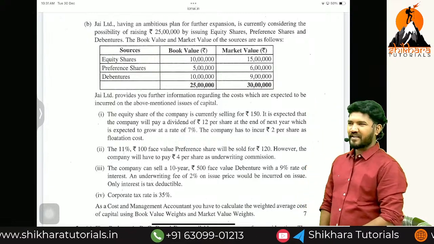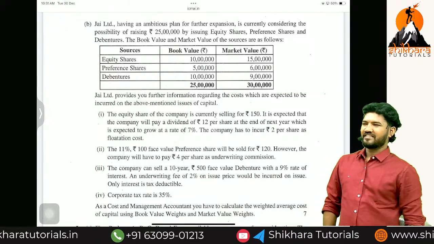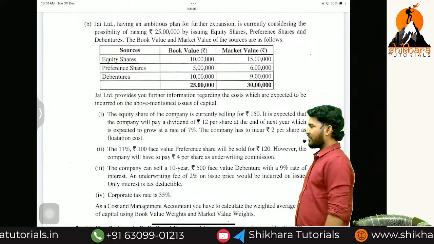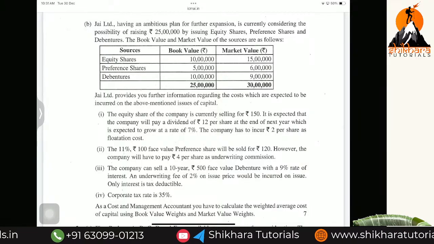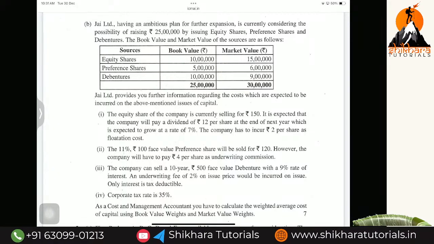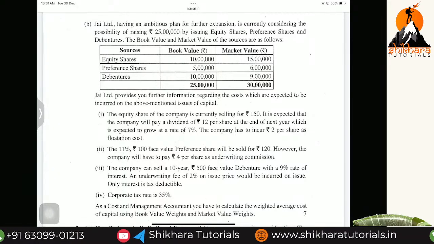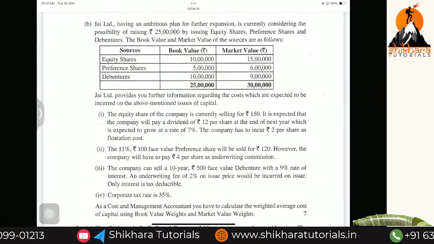Can we do it with a pen too? No, you have to do it with a pencil. Are you saving money for your parents? Another 7 marks in your pocket. Total how many marks? 6 plus 7. 13 marks from one chapter.